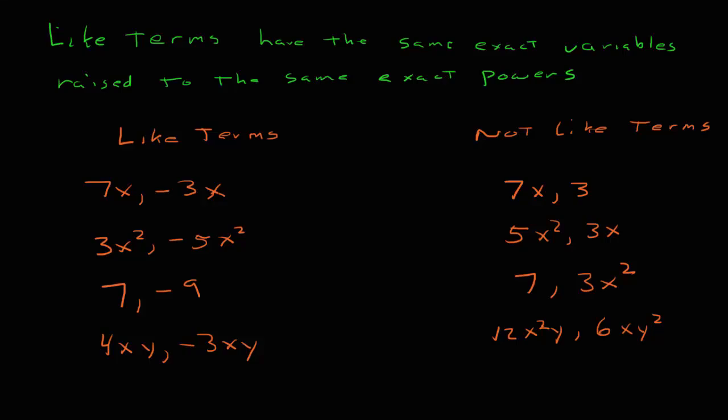We have x and y in both of our terms, but in the first term here we have x squared, and over here we have just x, and in our first term again we have y, and in our second term we have y squared. Those are not like terms.